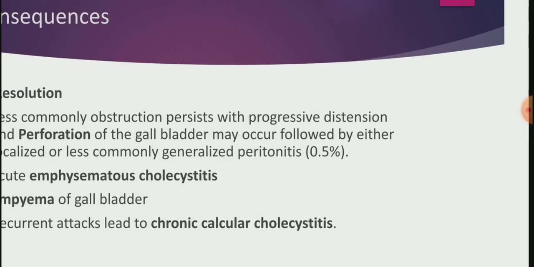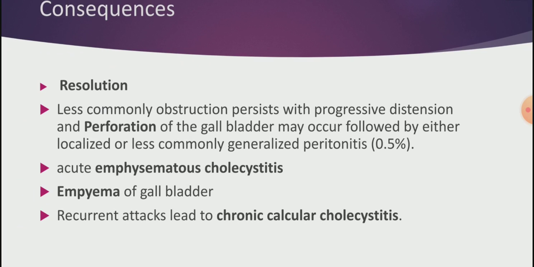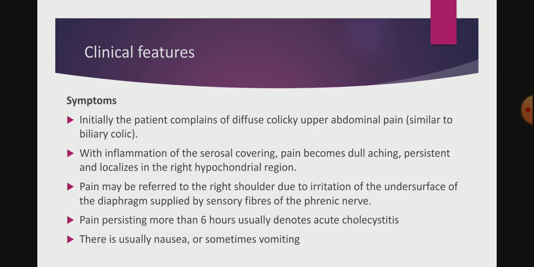Consequences of acute cholecystitis: either resolution or, less commonly, the obstruction persists with progressive distension, and perforation of the gallbladder may occur, followed by either localized or, less commonly, generalized peritonitis in about 0.5%. Acute emphysematous cholecystitis, empyema of the gallbladder, that means pus inside the gallbladder, and recurrent attacks lead to chronic calcular cholecystitis.